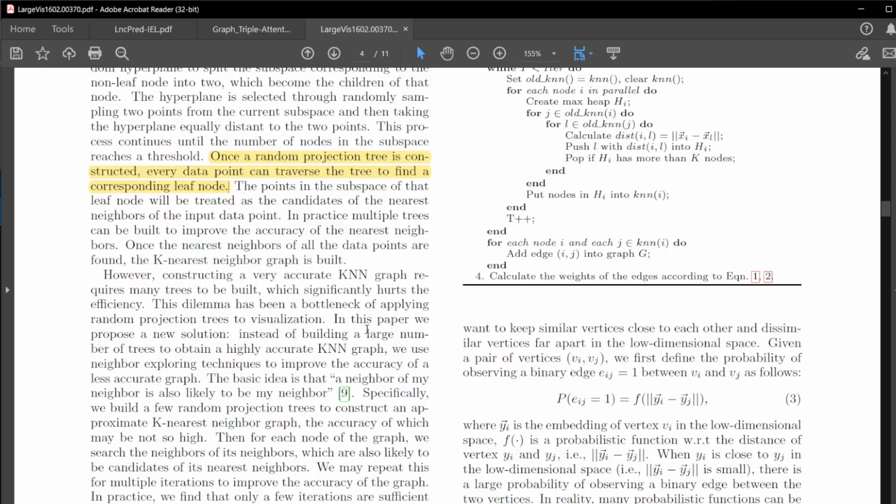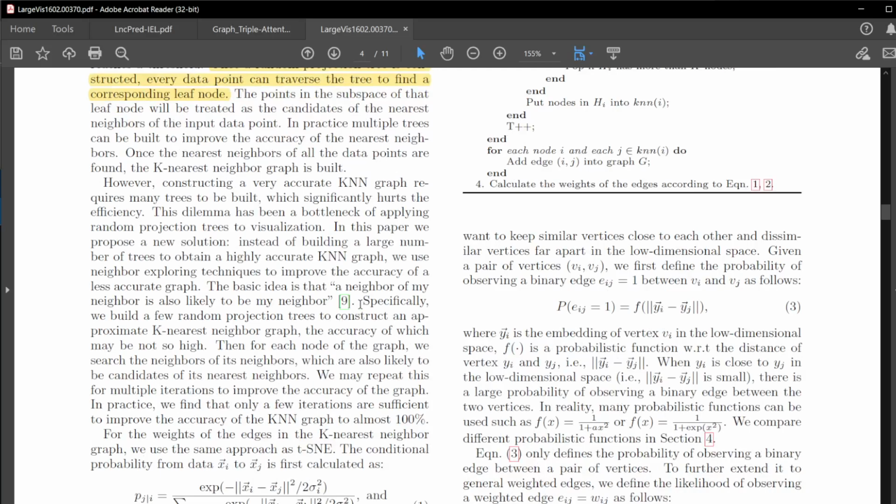In this paper we propose a new solution. Instead of building a large number of trees to obtain a highly accurate KNN graph, we use neighbor exploring techniques to improve the accuracy of a less accurate graph. The basic idea is that a neighbor of my neighbor is also likely to be my neighbor. Specifically, we build a few random projection trees to construct an approximate k-nearest neighbor graph, the accuracy of which may be not so high. Then for each node of the graph, we search the neighbors of its neighbors, which are also likely to be candidates of its nearest neighbors. We may repeat this for multiple iterations to improve the accuracy of the graph. In practice, we find that only a few iterations are sufficient to improve the accuracy of the KNN graph to almost 100%.